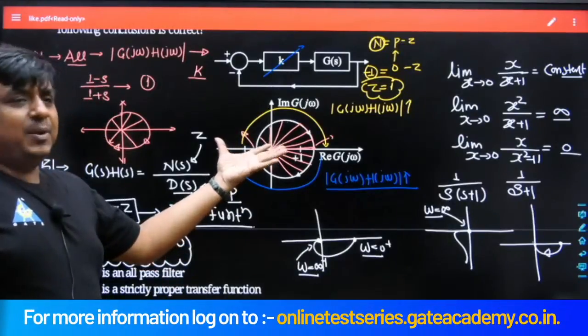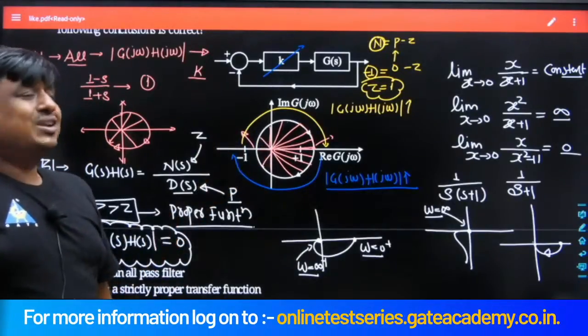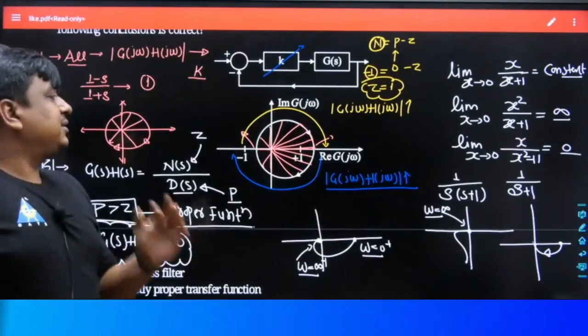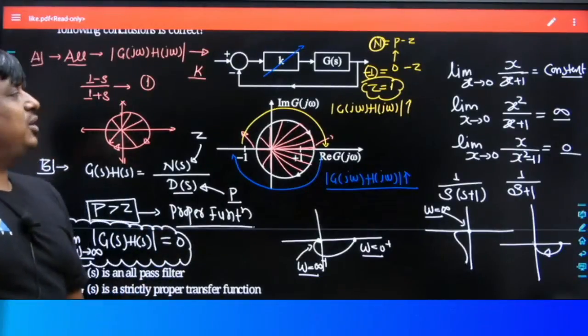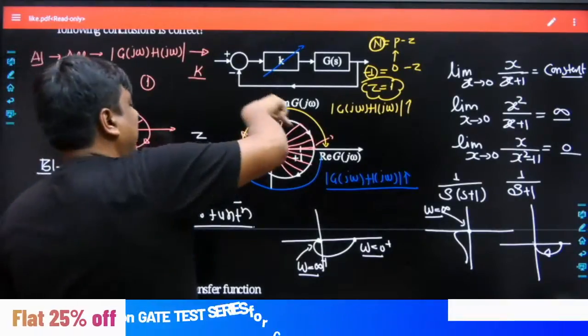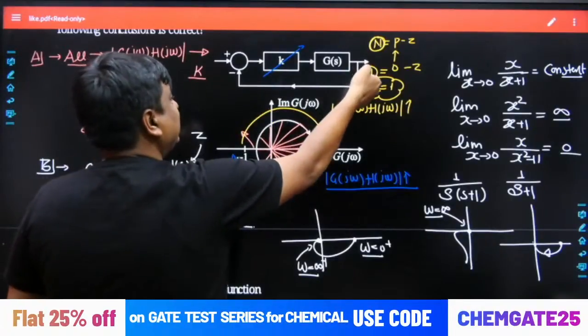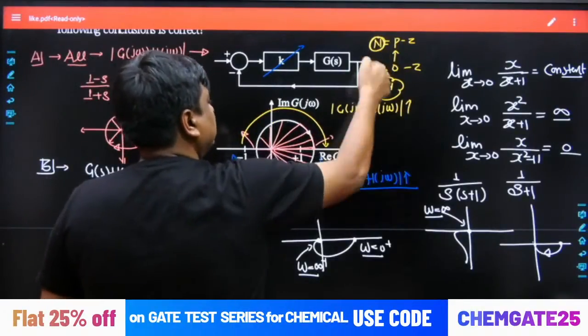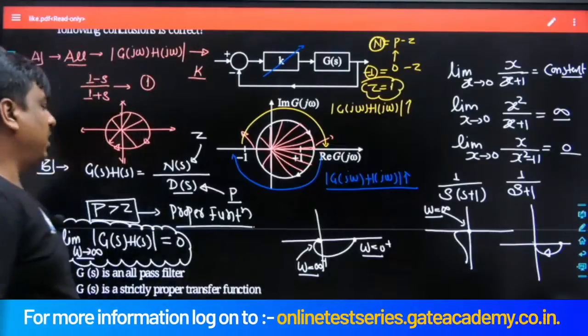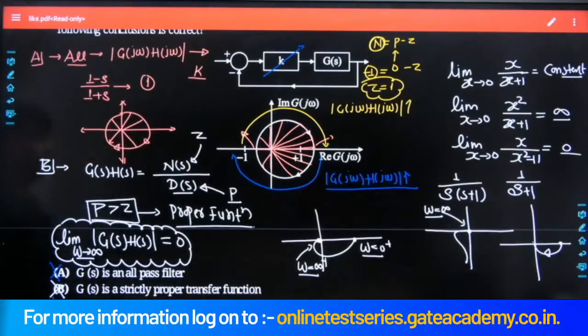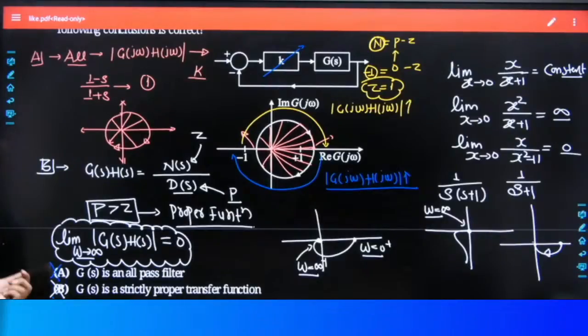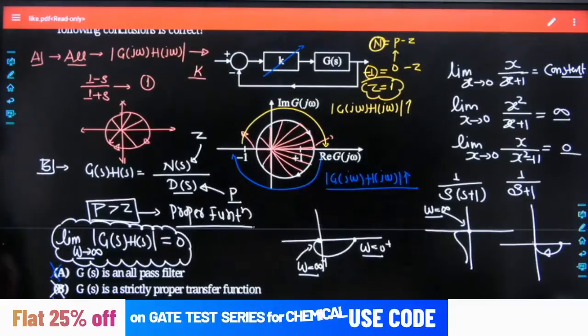As it keeps expanding from its place, -1 would get encircled. May I know whether the encirclement would be clockwise or anti-clockwise in direction? Obviously sir, it is clockwise in direction, so N would be taken as -1. P is 0, Z would become 1. The system would become an unstable system. So out of the 4 different options attached with this problem, the best answer we can have is option D.